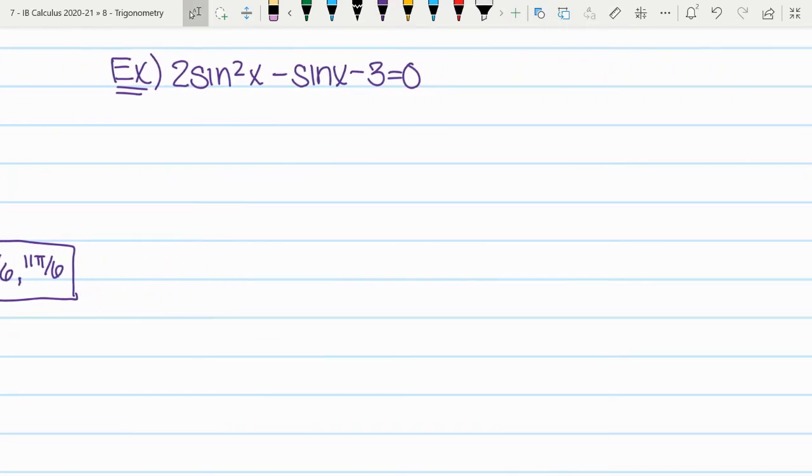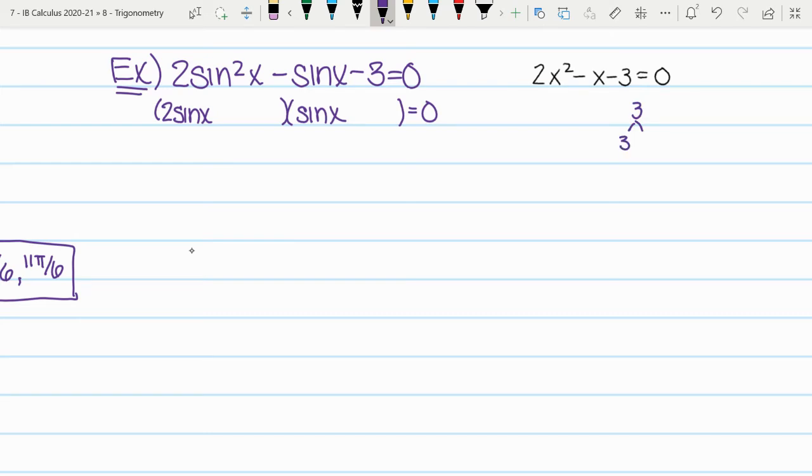Now, for one like this, just like I said earlier, think about solving a quadratic like this. It's going to be exactly the same. With something like this, I would factor, and in this case I'm going to factor, but instead of factoring with x's, I'm going to factor with sines. So I've got 2 sine of x and sine of x, and 6. From here, I just need to factor this.